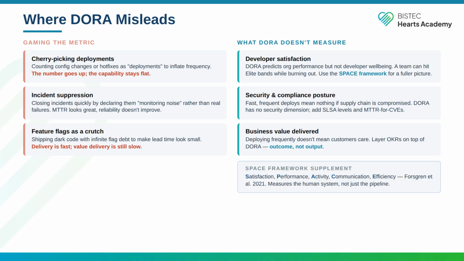The second failure mode is treating DORA as complete. DORA does not measure developer experience, cognitive load, documentation quality, or onboarding speed. The SPACE framework adds those dimensions. Use DORA as your primary throughput and stability signal, and acknowledge what it is blind to.